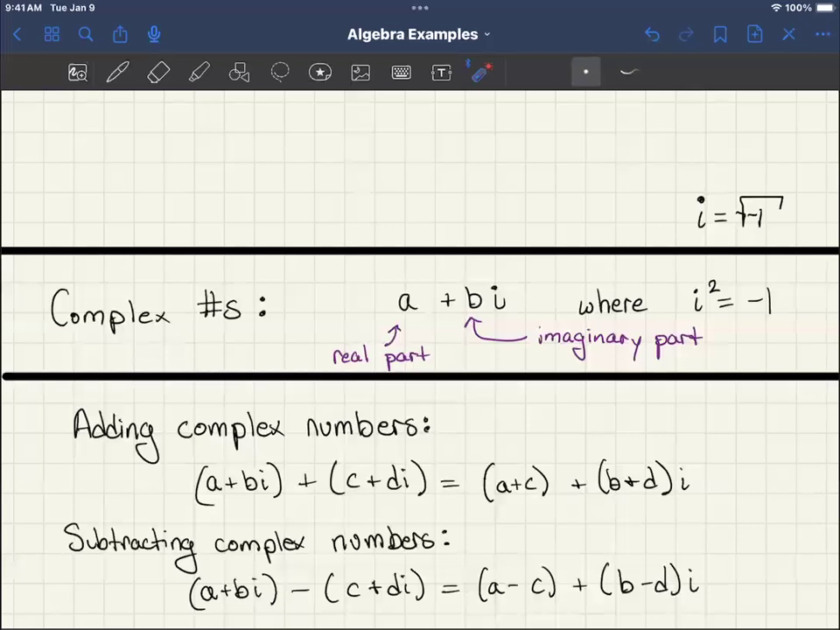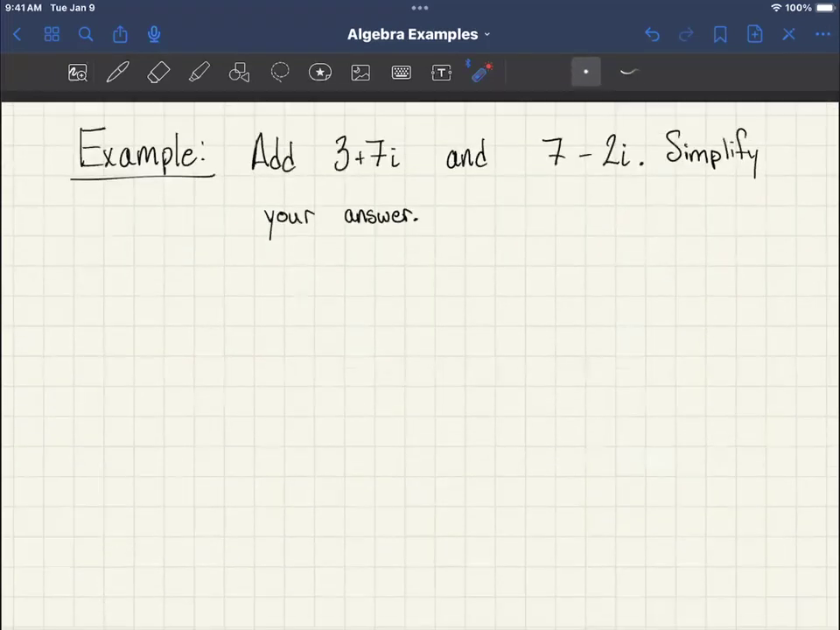A similar thing we can do with subtracting. We are just going to be taking a minus c, so our real minus the real part, and imaginary minus the imaginary. So group things together. Like goes with like. Let's see what we can do with the problem we have up here.